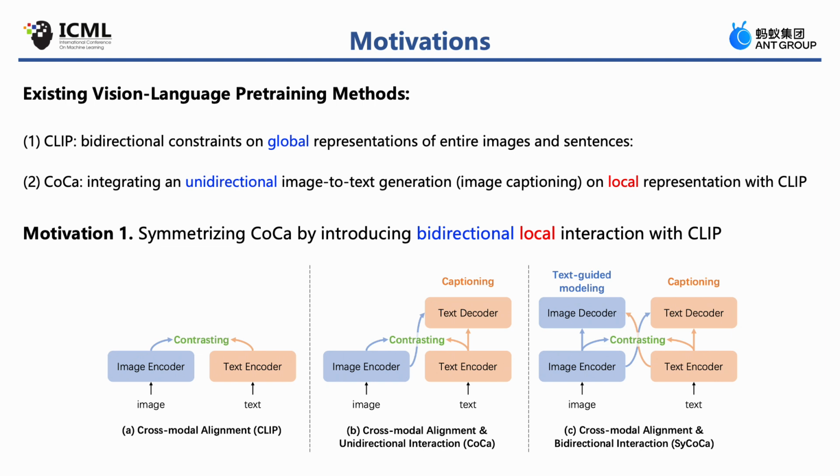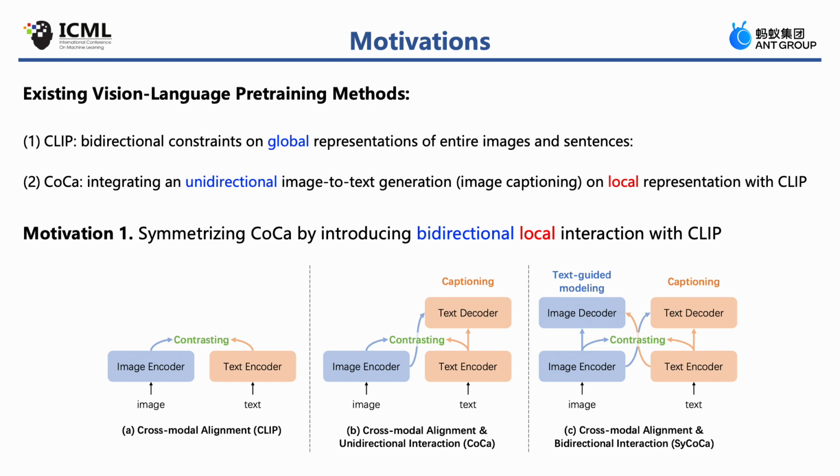For example, CLIP uses a contrastive objective, namely the ITC task, to constrain global representation alignment of the entire images and sentences, while CoCa integrates a directional image-to-text generation objective, namely an image captioning task, for local representation with CLIP, to promote fine-grained multimodal alignment and achieve impressive results.